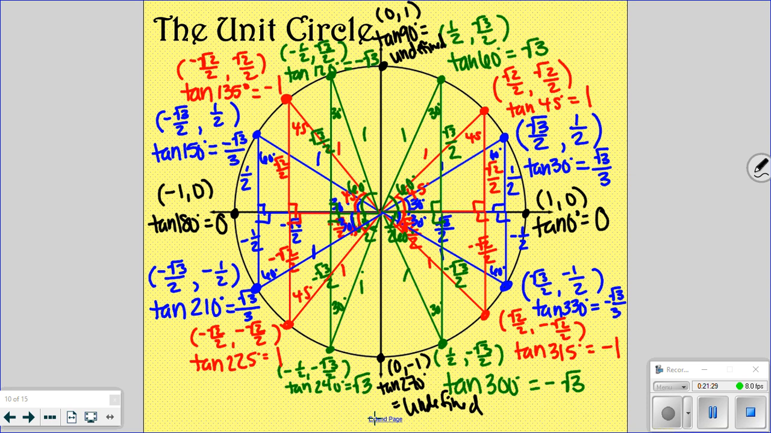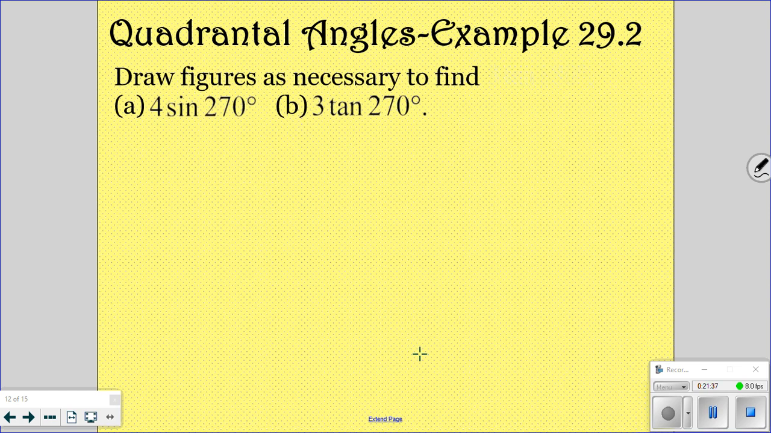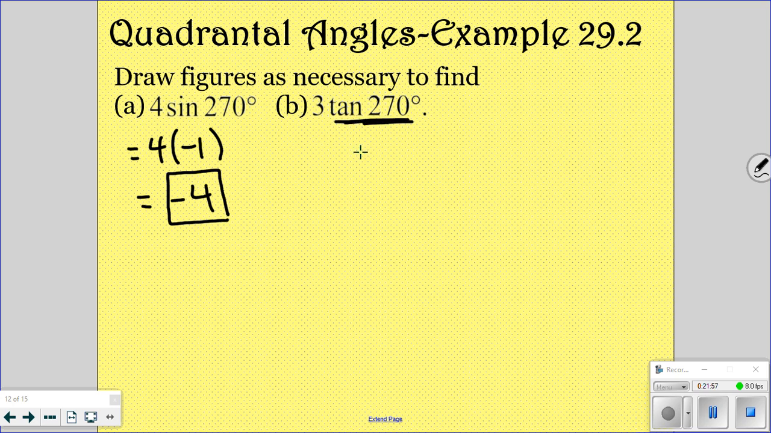So the sine of 270 is down here, and our sine is our y value. So sine of 270 is negative 1. So we have 4 times negative 1, which would be negative 4. Okay? For the tangent of 270, that's the same point, and the tangent was undefined. So 3 times undefined is just undefined. You can't multiply an undefined number to get something. So it's just undefined.